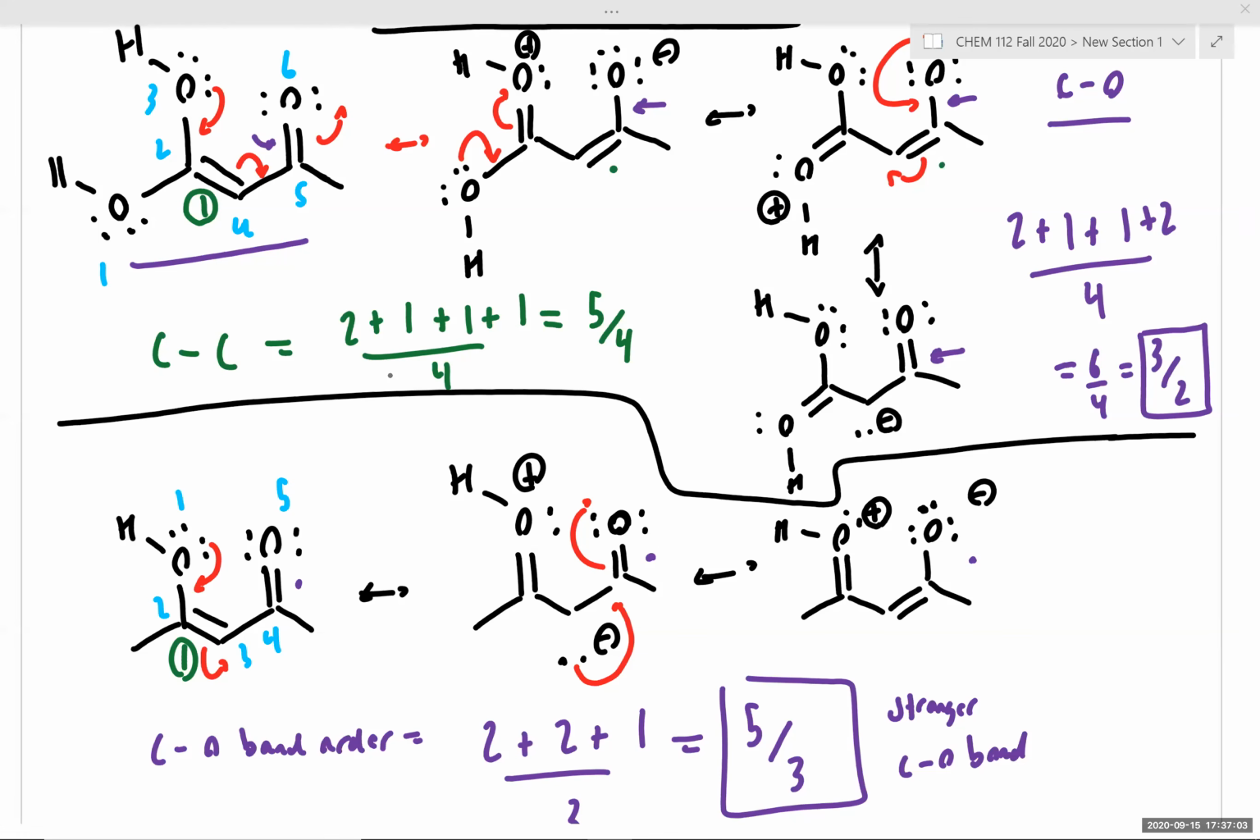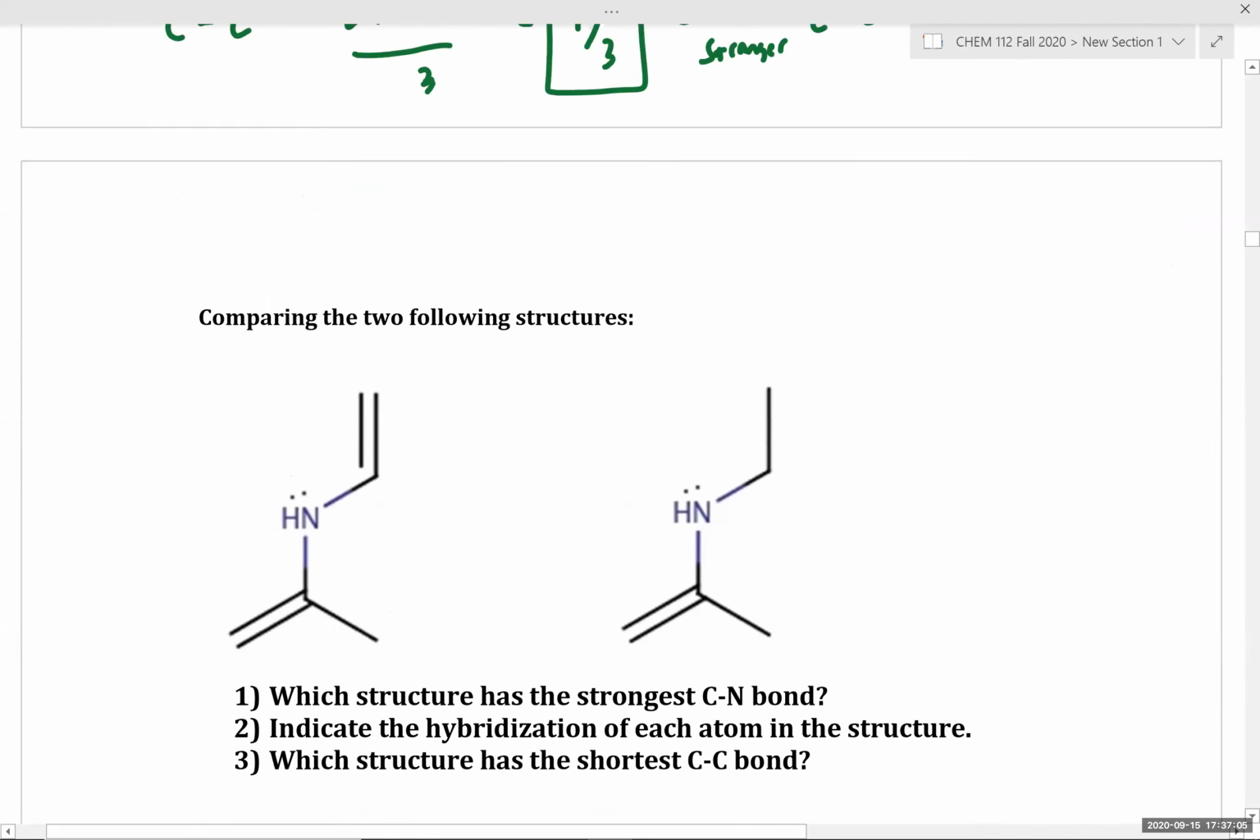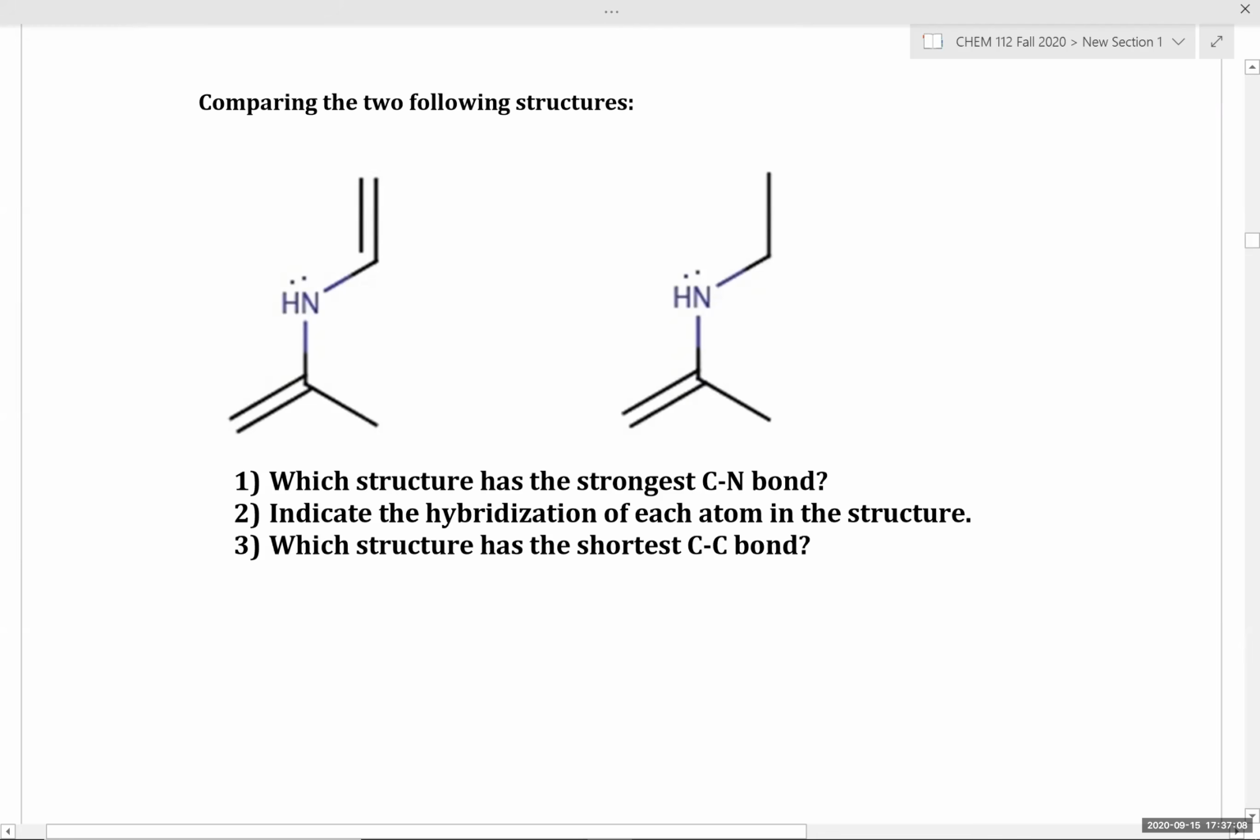If we're comfortable with this, I'd like you to look at the following two structures. I'd like you to tell me which structure has the strongest carbon-nitrogen bond, indicate the hybridization of each atom, and tell me which structure has the shortest carbon-carbon bond.